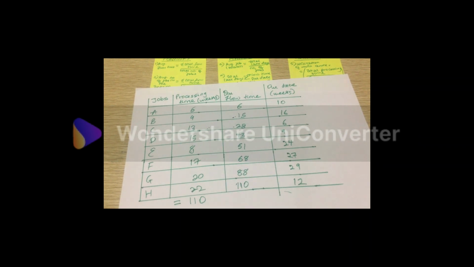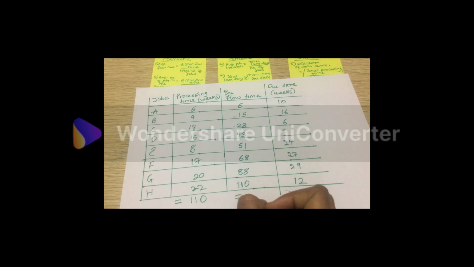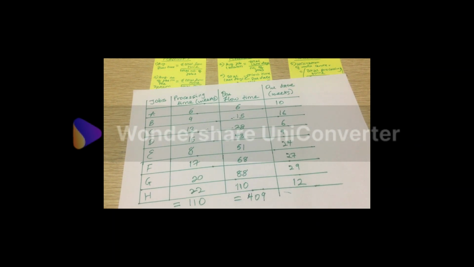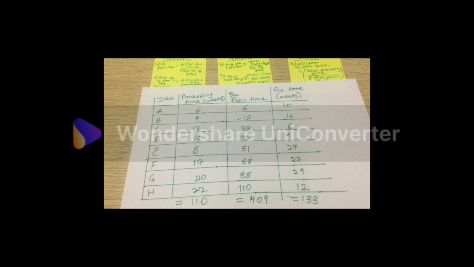So because we know we're going to be working with the summation, we are just going to sum it up. And the sum of our flow time here gives us 409. And the due date summed up is 133. So now this is where the rest of the question becomes really important, because based on what you're doing, your arrangement and your flow time will change.